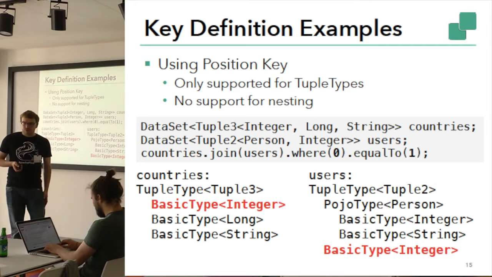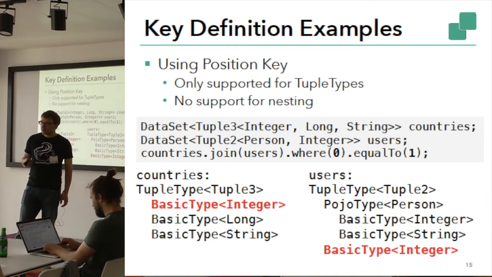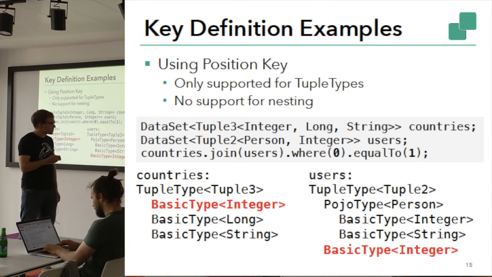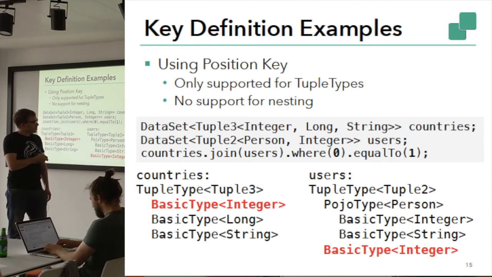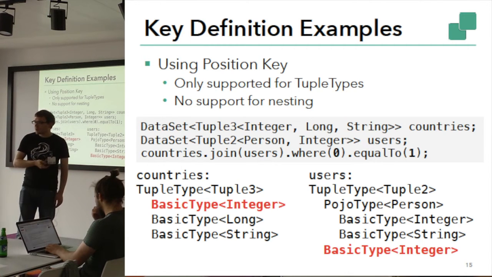The first way to specify keys is to use position keys. This is what you've done before. You just specify the position in the tuple, indexed by 0. So you say where field 0 equals field 1, which would boil down to having the first integer field of the tuple 3 being joined against the second integer field of the tuple 2. This is pretty straightforward.